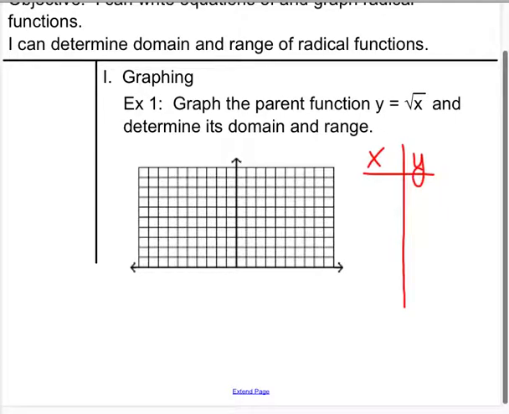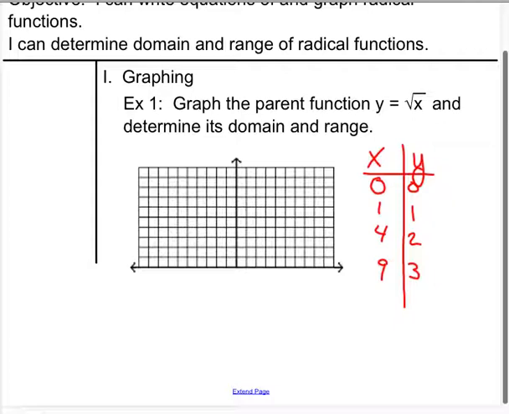And the values that we want to substitute for x should be perfect squares, because I definitely don't want to evaluate the square root of 5 and try and graph that. So I know 0 is a perfect square, 1, 4, and 9, and that's all that will fit on my graph. Square root of 0 is 0, square root of 1 is 1, square root of 4 is 2, and the square root of 9 is 3.